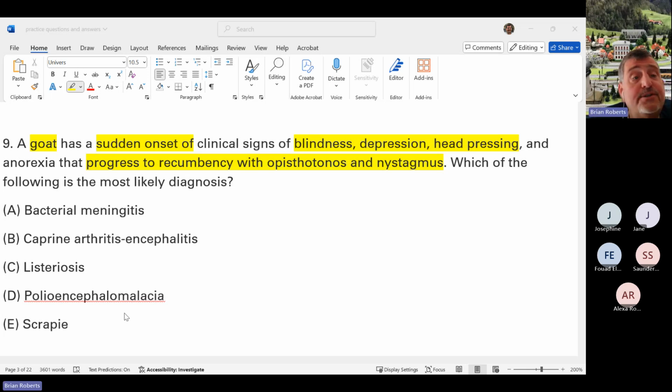Meningitis could do this, but bacterial meningitis in general is not very common, whereas polioencephalomalacia is something that we see in goats, especially with poor husbandry. So D is the correct answer for 9.